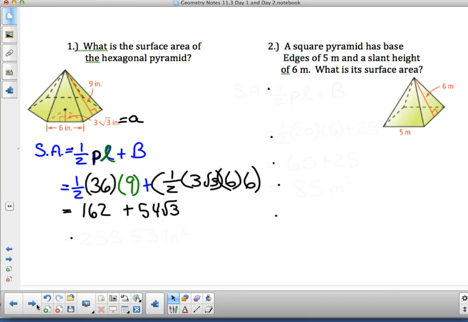And once you get that one done, 255.53 inches squared. Are you okay? Pretty cool, right? Go ahead and do number 2 on your own. Same pattern, same stuff. Big B, specific area formula you have to find for your base. I'm going to tell you, that's a regular pyramid with a square base. Wonder what the formula of an area of a square is. Hint, hint, hint for your big B.